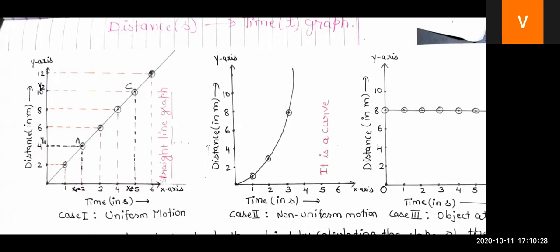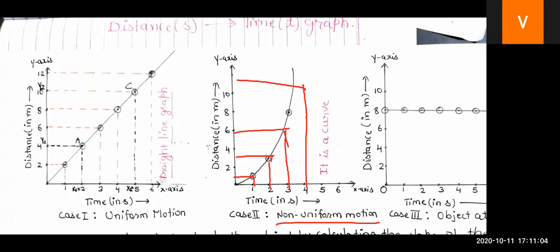Now children, if the motion is not uniform, suppose in 1 second it is covering a distance of 1 meter, then in 2 seconds it is covering a distance of 3 meter, then in 3 seconds it is covering a distance of suppose 6 meter, in 4 seconds it is covering a distance of, I don't know, 12, 14, whatever you say. So here you can see children that equal distance is not covered in equal interval of time. Yes, unequal distance is covered. So this is your graph for non-uniform motion.